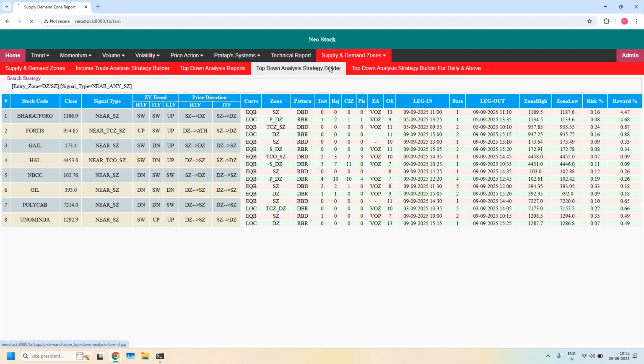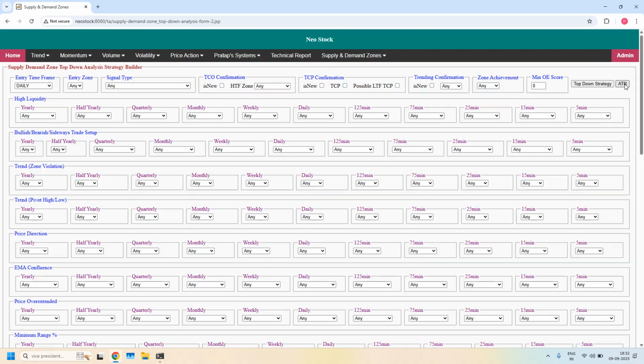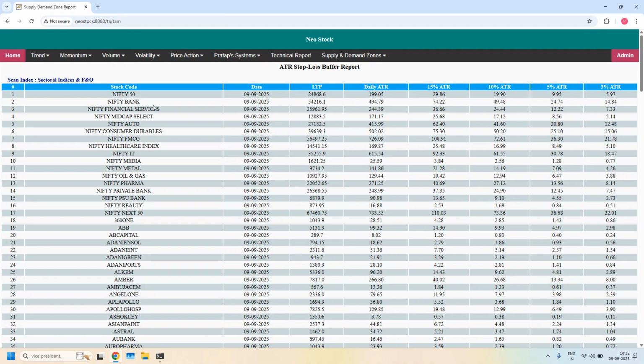So in the final report, let us generate stop buffers based on daily ATR. First 17 in this list are indices, remaining all are equity stocks. So I'm scrolling the list down, whichever stock you want to refer, pause the video there. After your study, you can proceed further. Okay, I'm scrolling this list down.